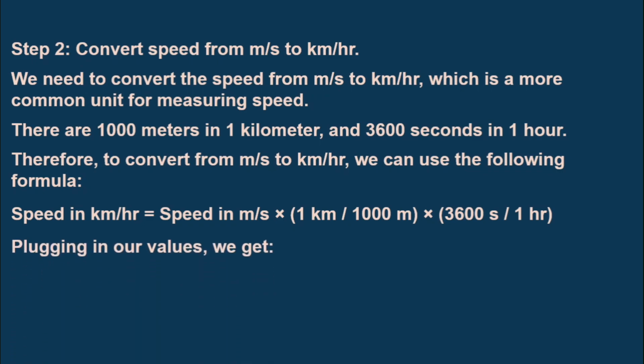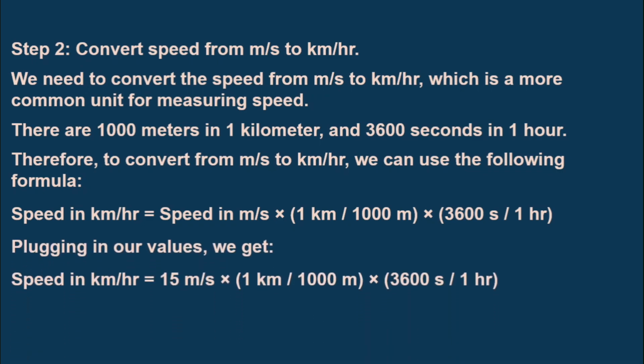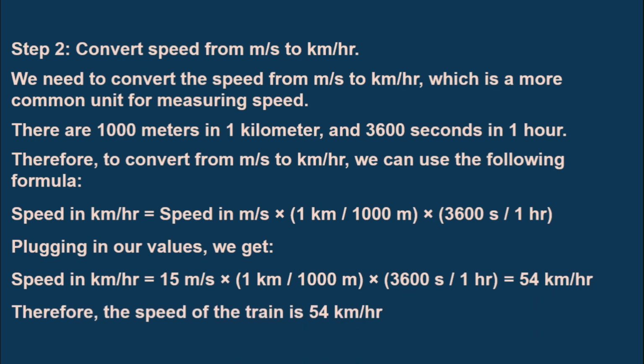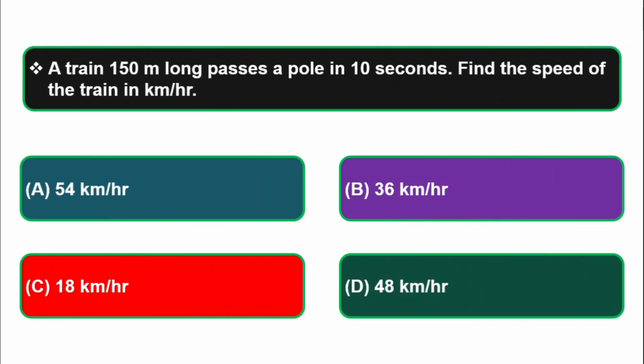Plugging in our values, we get speed in kilometers per hour equals 15 meters per second multiplied by 1 kilometer per 1000 meters and then further multiplied by 3600 seconds per hour, resulting in a speed of 54 kilometers per hour. Therefore, the speed of the train is 54 kilometers per hour. So, our correct answer is A. 54 kilometers per hour.